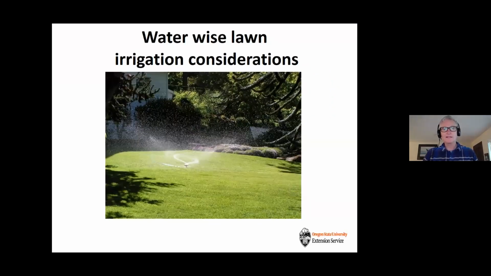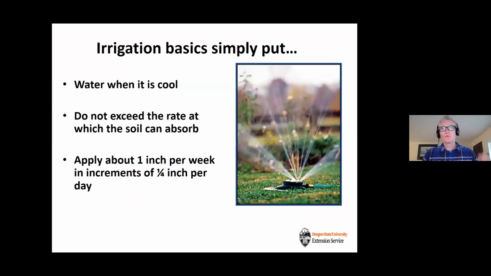In terms of watering, the main thing is water when it's cool, so you minimize evaporation. Don't exceed the rate at which the soil can absorb. So if you leave a sprinkler on the lawn all day, pretty quickly it's going to start to run off because the soil can't absorb it anymore. And the recommendation is that you apply about 1 inch of water per week in increments of about a 1/4 inch. So that means if you have an automatic sprinkler system, you'll set it to go on for just a short period, multiple times per week, ideally.